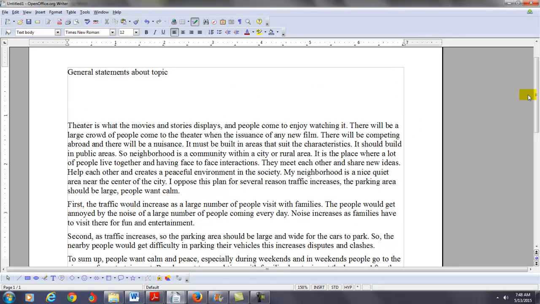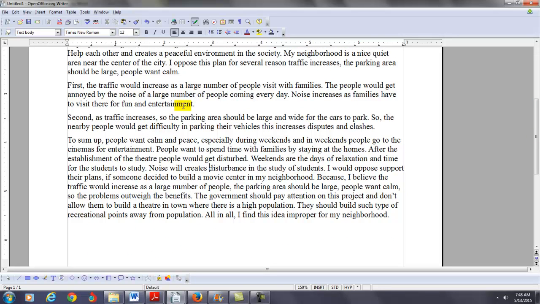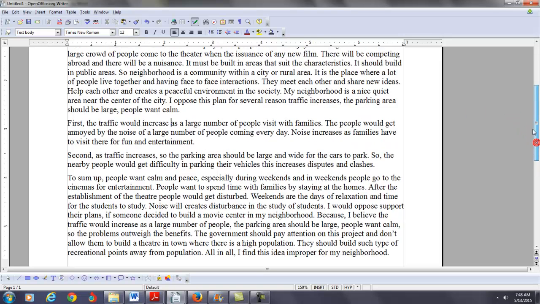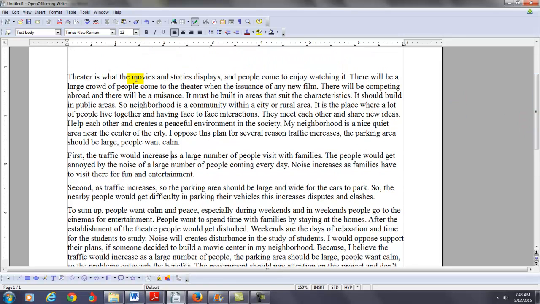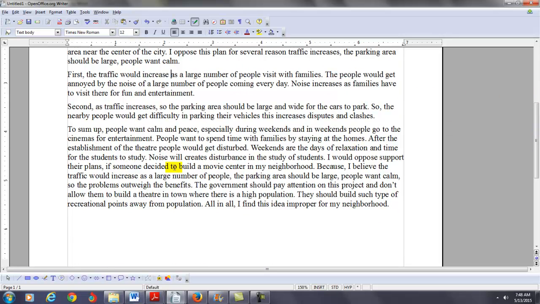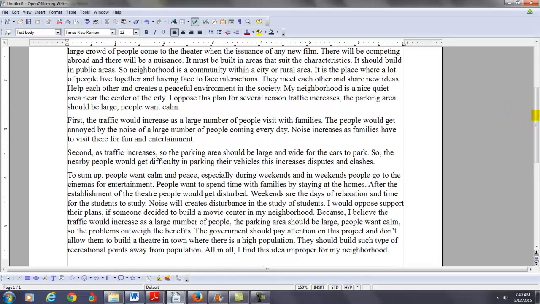So my recommendation is the second and third paragraphs, these two paragraphs need to be about 100 words apiece. And you can keep this one between 50 and 100. And then the last paragraph, you can keep that to about 50 to 100 words. And then maybe if you want, you can add a third reason of why you do not want a movie theater built near your neighborhood, right?